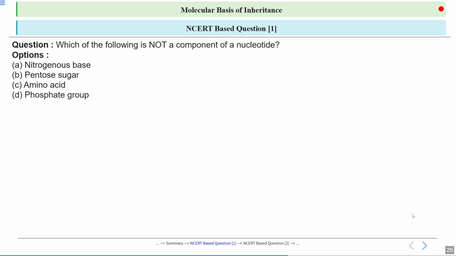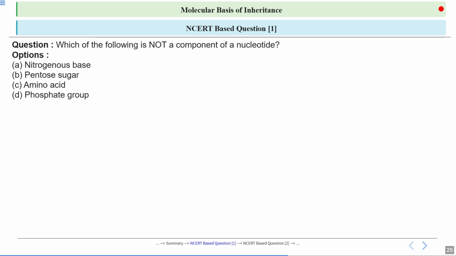Okay, so the first question says, which of the following is not a component of a nucleotide? They have given us 4 options and they are asking which among them is not a component of a nucleotide. So first of all, what have we learned, what is a nucleotide? A nucleotide is the basic building block of the nucleic acid. That could be DNA and RNA.